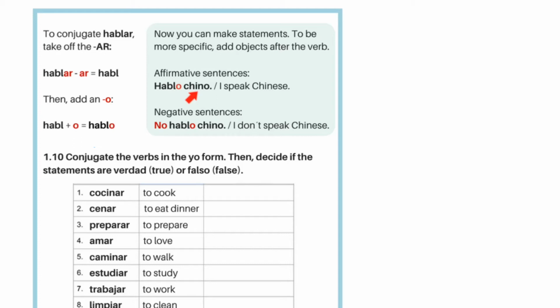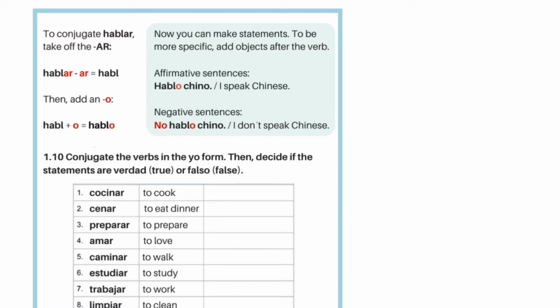So if we can, we're going to try and take it a step further. Hablo Chino. And then to make a negative sentence in Spanish, you simply have to put no in front of the verb. Instead of don't, like in English, you just put no. No hablo Chino would be I don't speak Chinese. And you'll see neither of these are using the yo pronoun, because that O at the end is telling me 100% already the subject.